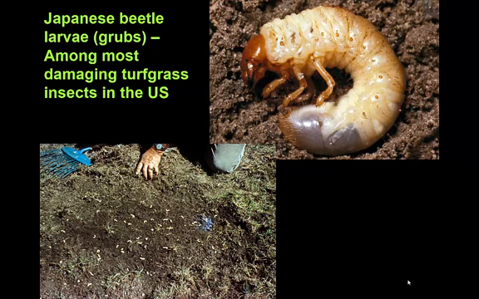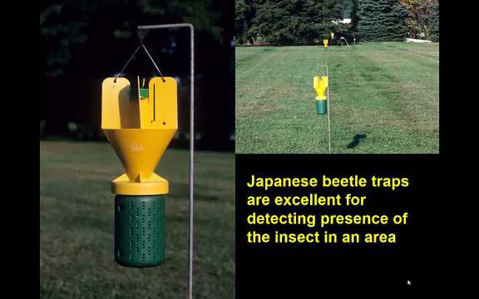But the larvae are also destructive on their own right in a different way, and they are among the most damaging turfgrass insects in the United States. For the northeast quadrant of the United States, they're usually the most important of the damaging turfgrass grubs. And as this insect has extended its range, it is monitored.